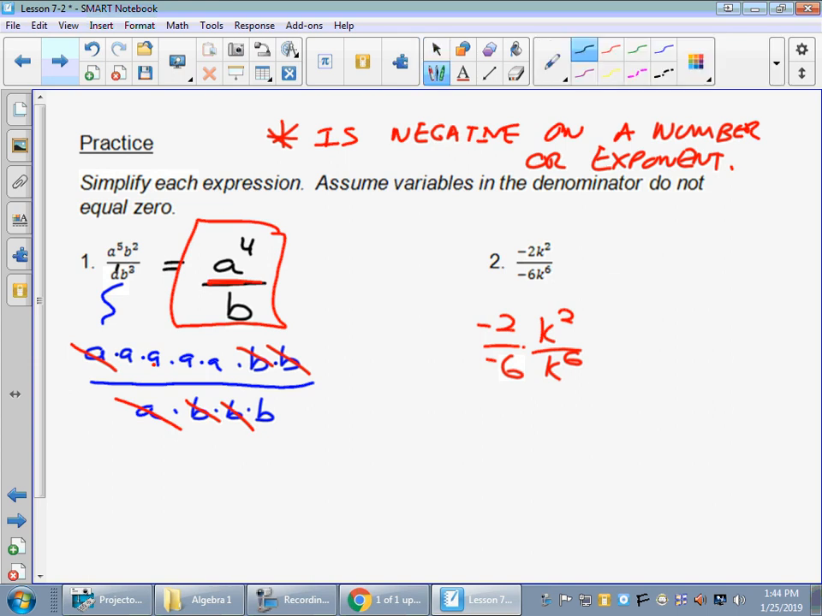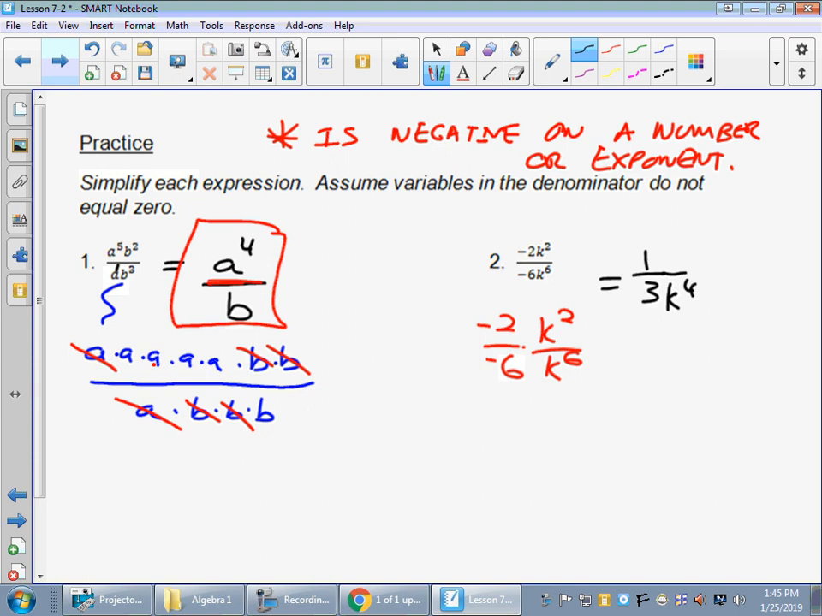-2 over -6. If I asked you to simplify just that part, you would say that's positive 1/3. Negative divided by negative makes it positive, and it reduces to 1/3. And then we've got k squared over k to the 6th. So we can subtract those exponents, and since the denominator is larger, 6 minus 2 is 4. We're going to keep that k on the denominator. So it'll be 1 over 3k to the 4th power.